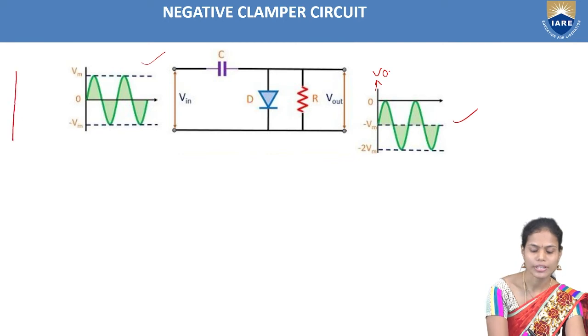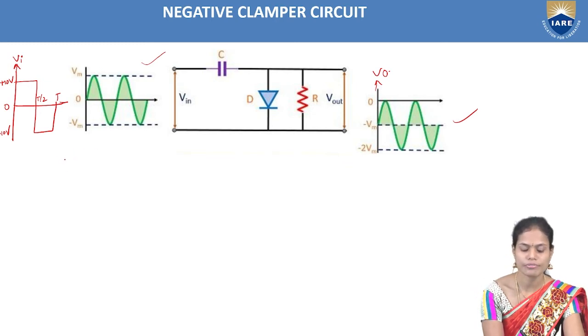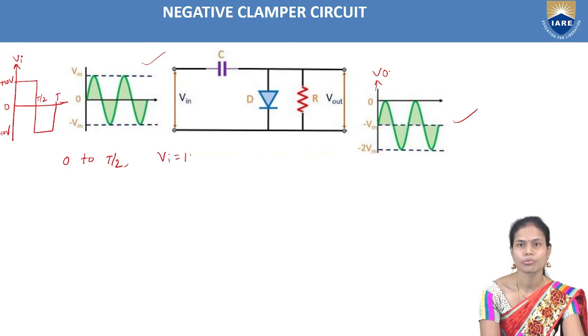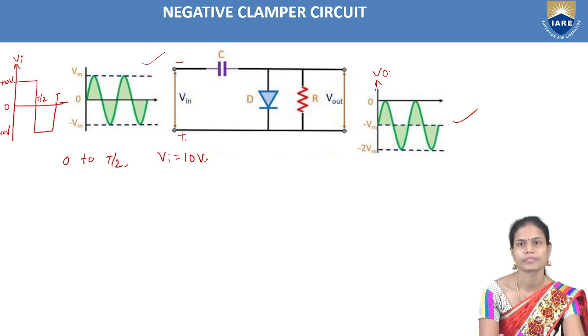So for that purpose, I am taking one square wave with plus 10 volts in the positive direction and minus 10 volts in the negative direction. This is my input voltage. Here we can take any waveform, sinusoidal or square. I am considering the first duration from 0 to T by 2 of my input signal. In that case, my input voltage is 10 volts. Once we provide this positive voltage to this negative clamper, here it is minus, here it is plus.